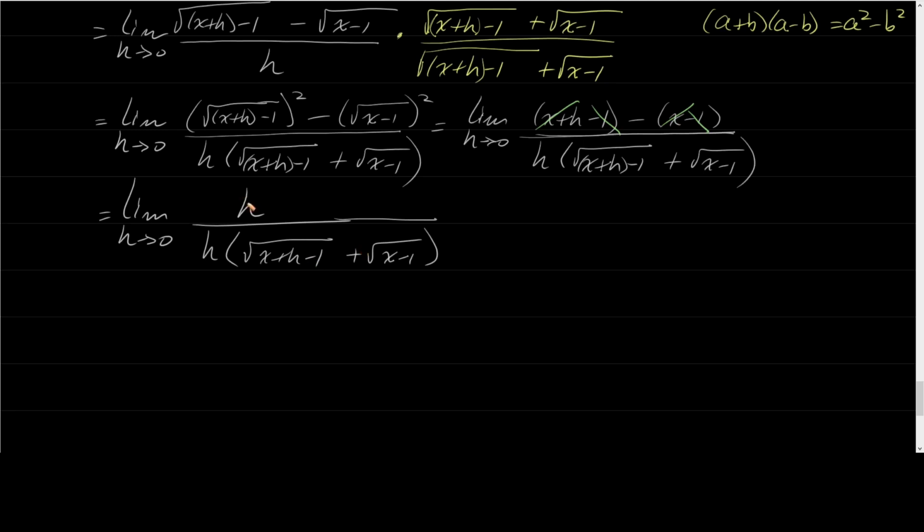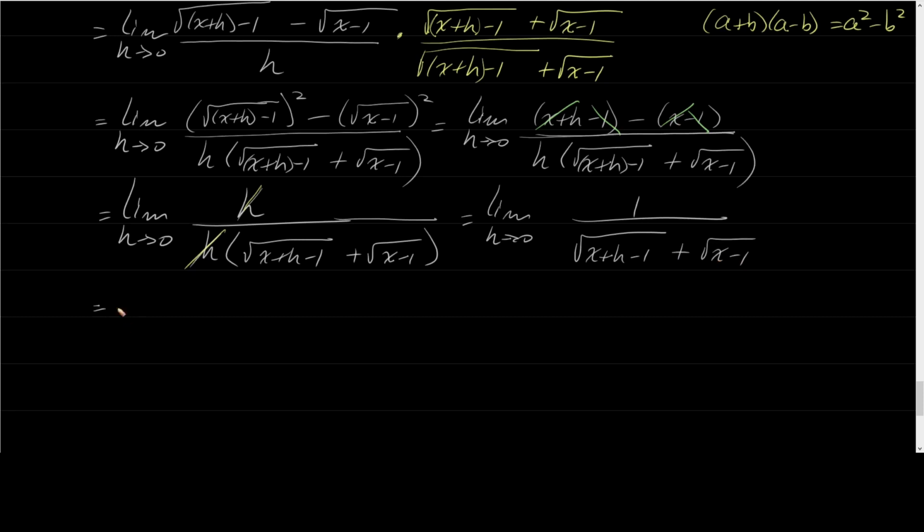Now, we see that these h's cancel each other out, right? There's an h on top and an h on bottom. Perhaps I'll do them with a different color. All right, cool, way better. So now that I did that with a different color, we can continue. Those h's cancel each other out, so we have the limit as h goes to 0 of 1 over the square root of x plus h minus 1 plus the square root of x minus 1.